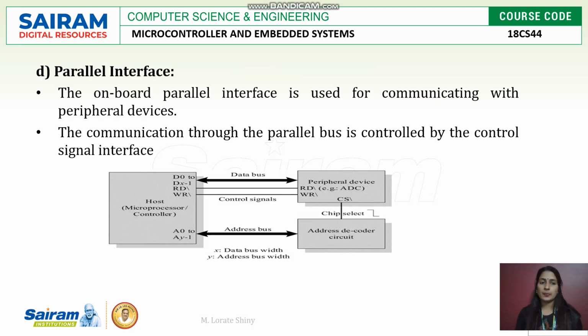Okay. Next one is the parallel interface. This parallel interface is used in embedded communication for communicating with peripheral devices which are memory mapped with the host processor or host controller. Here the communication through the parallel bus is controlled by control signals: a read write control signal and a device select signal. All the devices connected to the host have a device select signal, but a device will be activated only when this signal is asserted by the host processor or host controller.